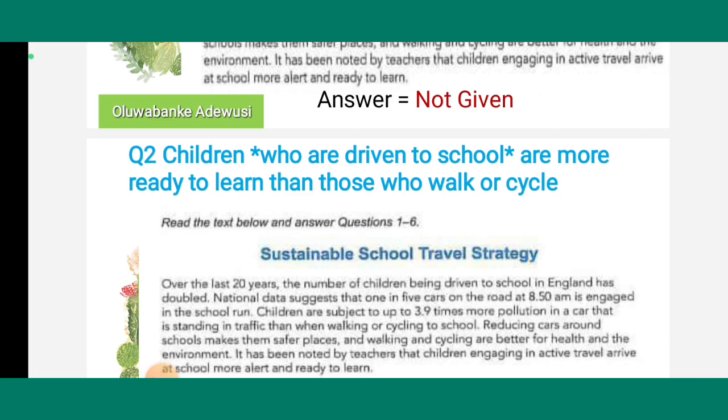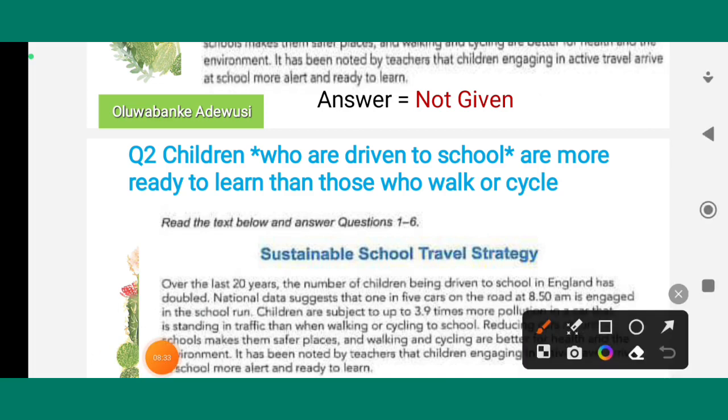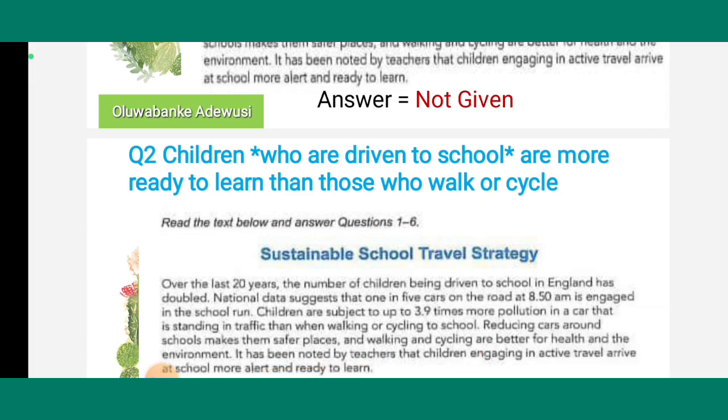Now, having read the question, you would notice that in the last line of the paragraph, it has been noted. Let me show you where that is. Can you see that? It has been noted by teachers that children engaging in active travel arrive at school more alert and ready to learn. Whereas the question statement says children who are driven to school are more ready to learn than those who walk or cycle.